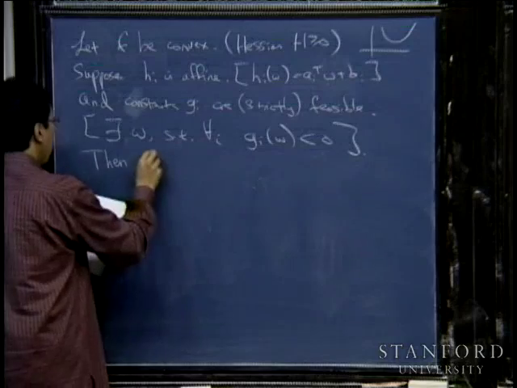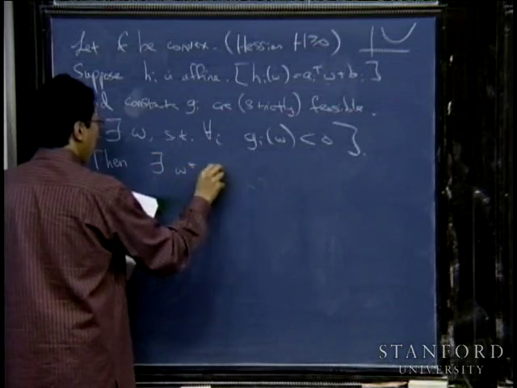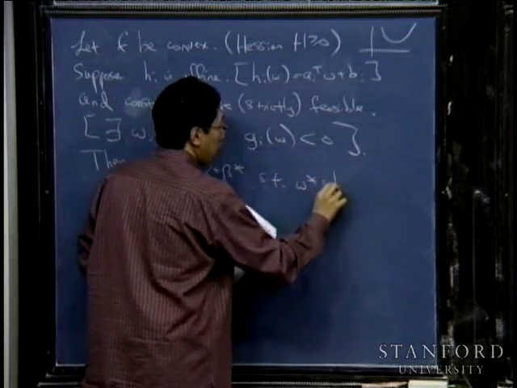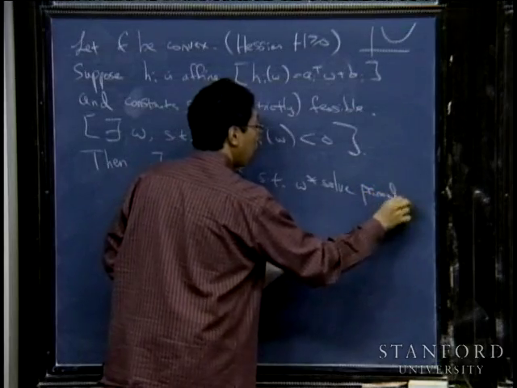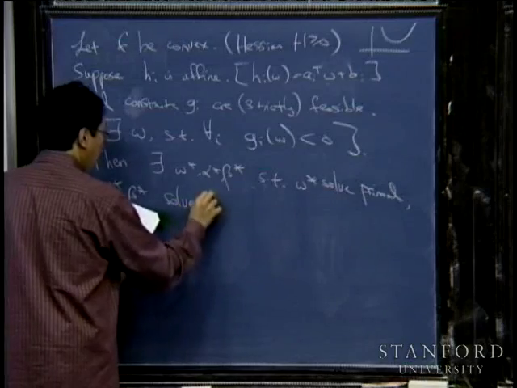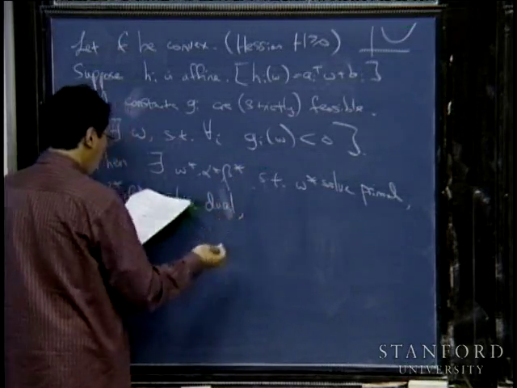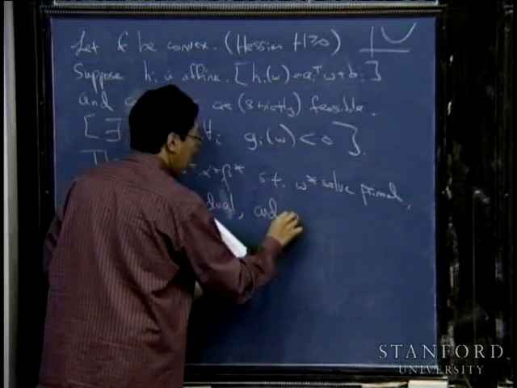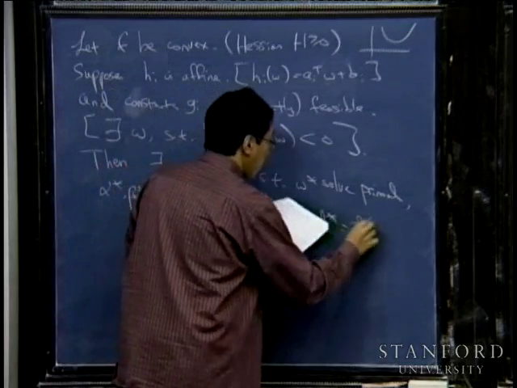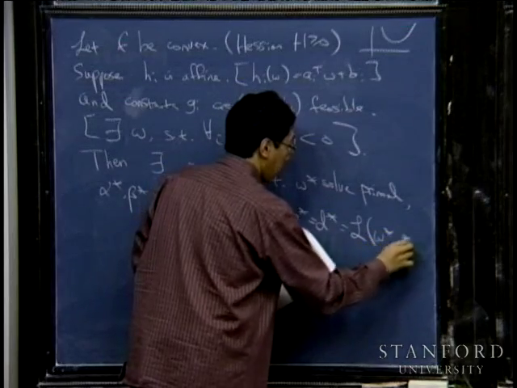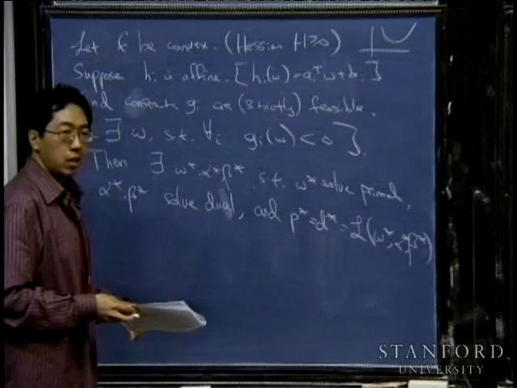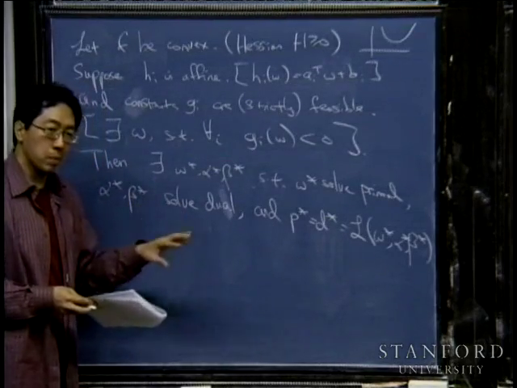Under these conditions, there will exist w star, alpha star, beta star, such that w star solves the primal problem, and alpha star and beta star, the Lagrange multipliers, solve the dual problem. And the value of the primal problem will be equal to the value of the dual problem, will be equal to the value of the generalized Lagrangian evaluated at w star, alpha star, beta star. In other words, you can solve either the primal or the dual problem, you get the same solution.